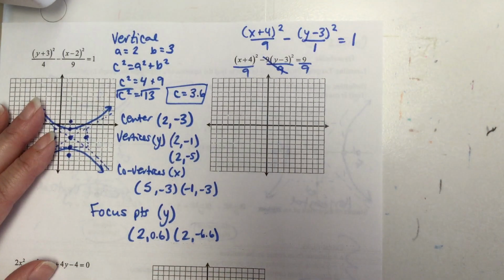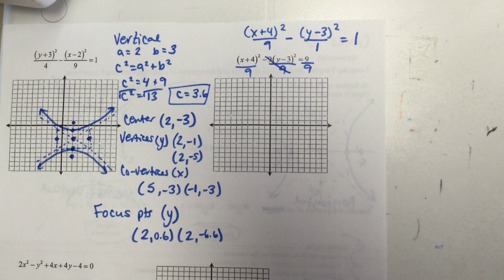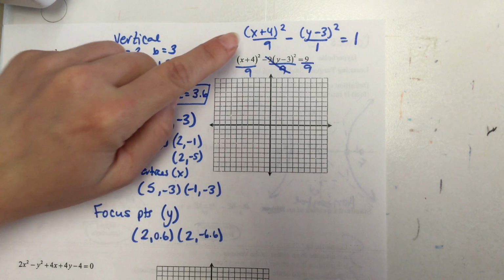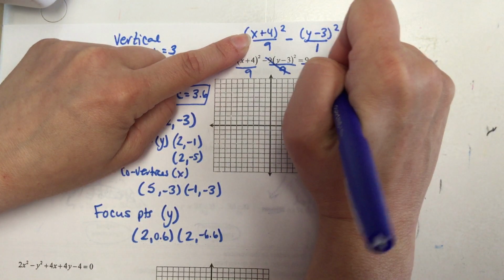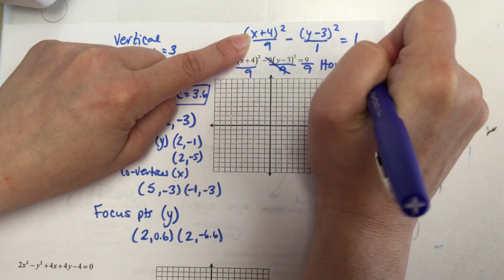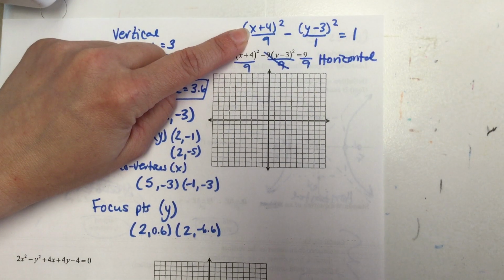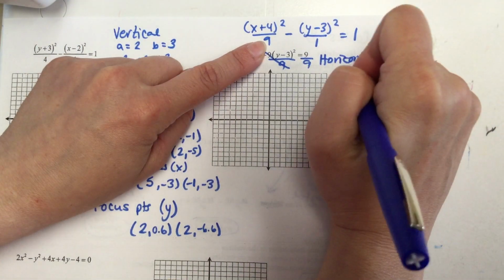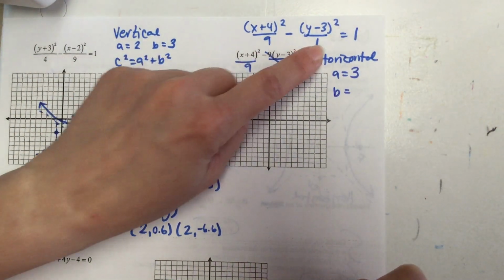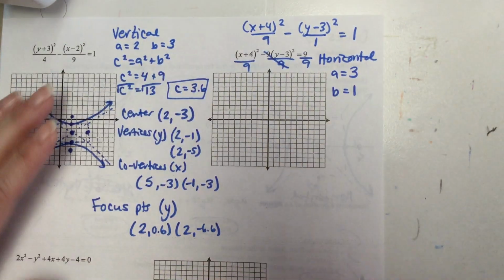That is your equation. Now, if you want to know if it is horizontal or vertical, you have to go ahead and look at the first value. The first variable from that first fraction is an x. So that means it's going to be horizontal. If it's horizontal, that just means that your branches open side to side. A, the square root of the first fraction, 3. B, the square root of the second fraction, 1.